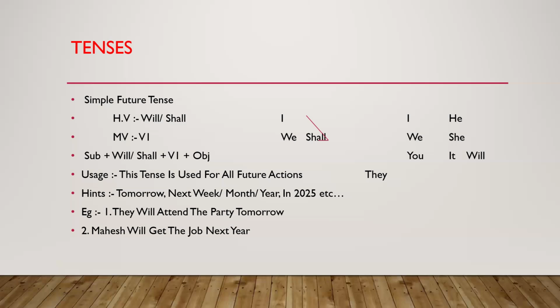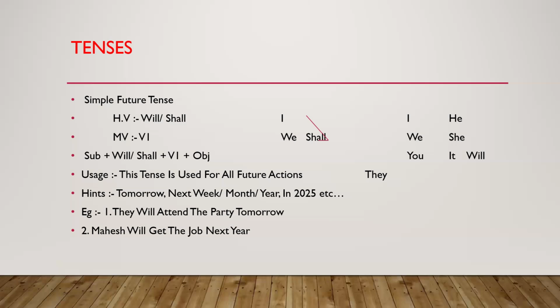So what happens tomorrow? What happens next week? What happens next month? What happens next year? What happens in the year 2025? What happens in the year 2035? In the same way, we use this simple future tense.